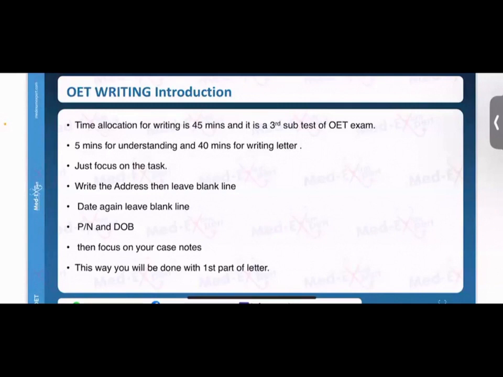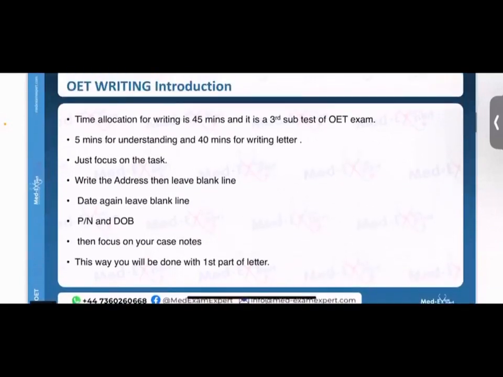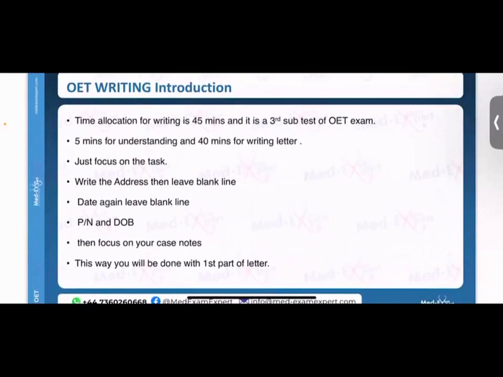You are not even allowed to touch your pencils in those 5 minutes. After those 5 minutes are over, then you are allowed to write with the pencil. I advise you to write with the pencil, even though it is clearly stated in the instructions as well. Always use the pencil so that you have a margin of erasing things which you think are not accurate. After that, you have 40 minutes for the letter writing.